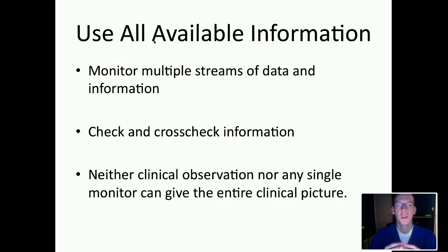You want to use all available information. So no one stream of information will give you all the answers in a crisis. You need to use as many resources and redundant streams of information as possible so that you're assured that you're getting the right information. It's a very high, volatile, chaotic, and sometimes confusing environment in a crisis. So learning to use all available resources and all available information is important.